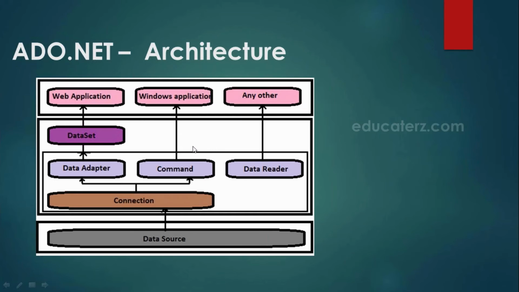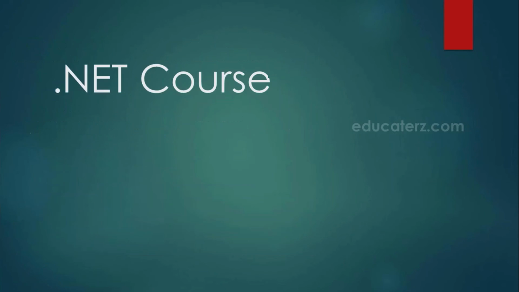So the two main components are data provider and dataset. About dataset we'll discuss in a separate session. The data provider for SQL Server is System.Data.SqlClient. For the whole of ADO.NET, the main namespace is called System.Data. In order to use any of the 5 components, you should use a namespace called using System.Data.